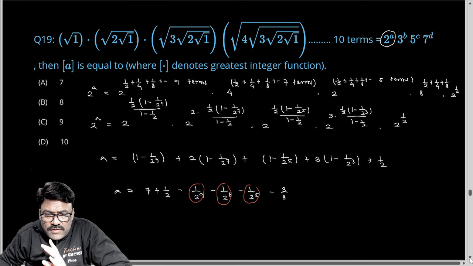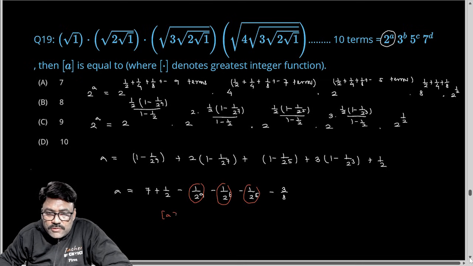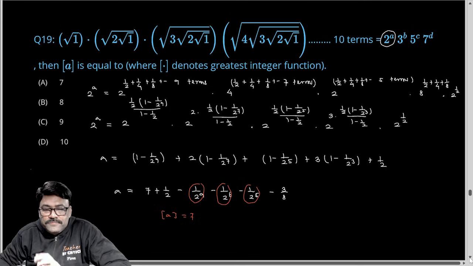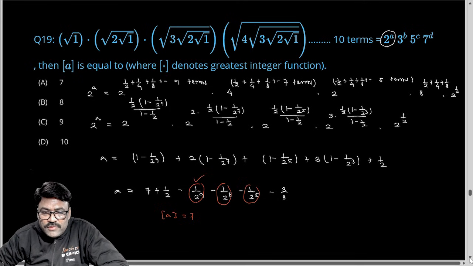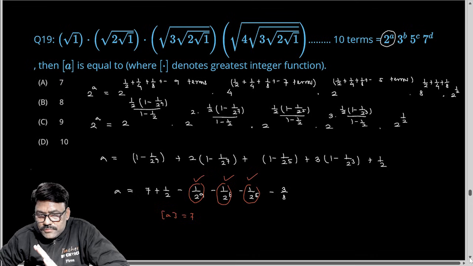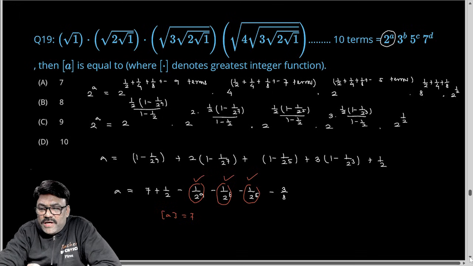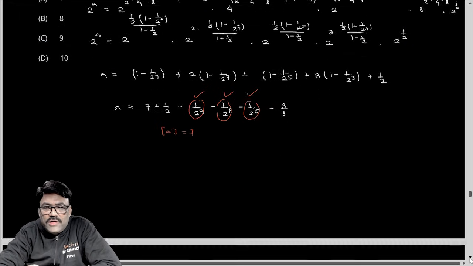So in any case, the value will be greater than 7. In fact, just calculate this value roughly. So you will see that this number is slightly greater than 7, and hence the integral part of A will be 7 here. Because these numbers are very, very small, approximately equal to 0 actually, right? So effective numbers are 7, half, and 3 by 8 only. And 3 by 8 is less than half. So ultimately your number will be slightly greater than 7. So the integral part must be 7.